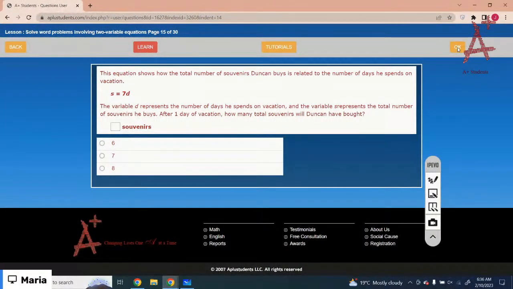So just replace the D with the value. D is 1, so it would be 7 times 1 equals 7. So the correct option is 7. Got it? So the correct option is 7. Very good.